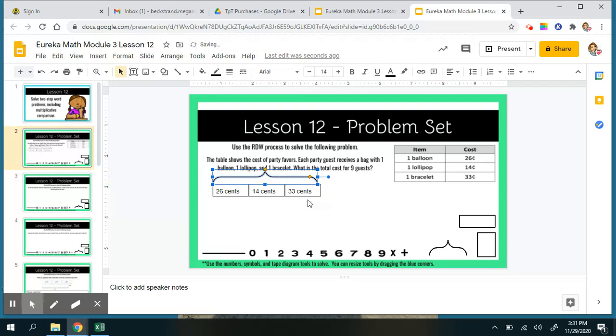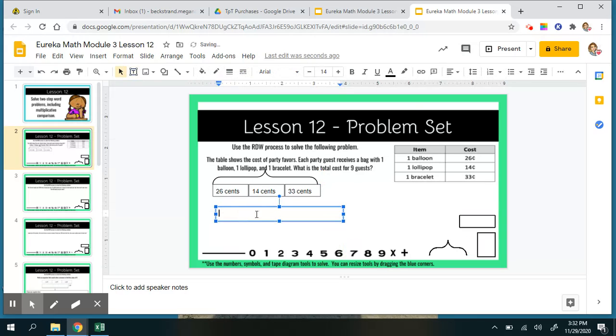Okay, so I'm going to bring that down just a little bit. The total cost is going to be per bag. You can use these numbers down here if you would like, but if you don't want to click and drag your whole equation, you could also just add a text box and type in that text box. Sometimes the clicking and dragging takes a little too long. So to find how much it's going to cost per bag, we're going to have to take 26 plus 14 plus 33.